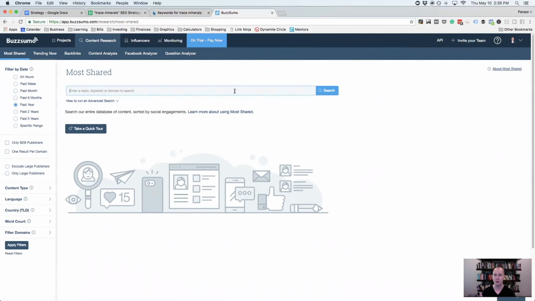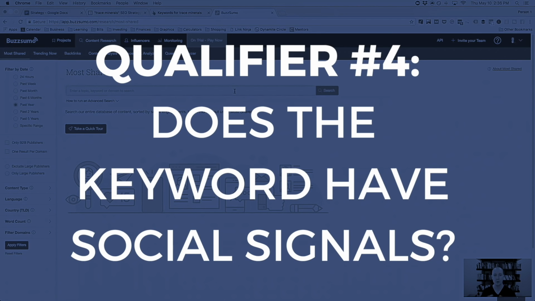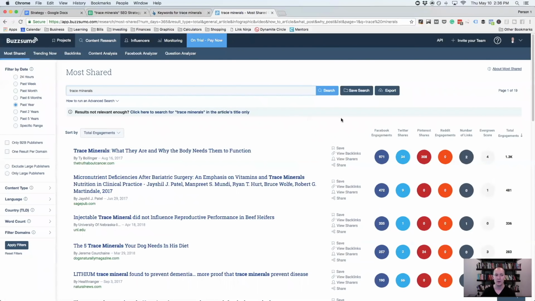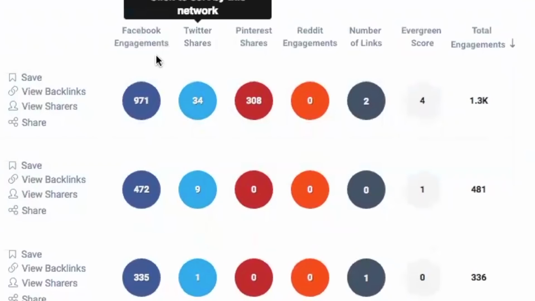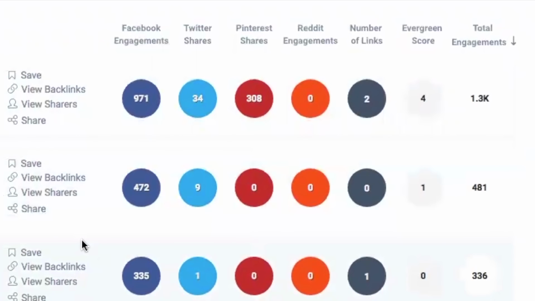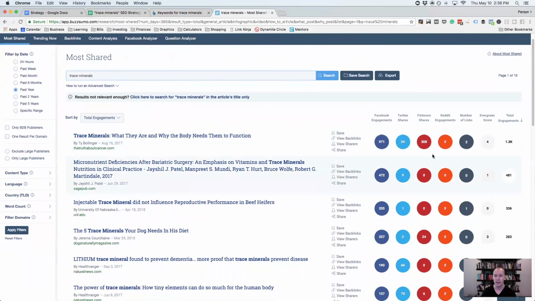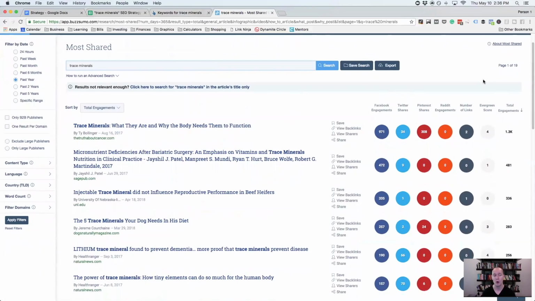BuzzSumo serves two purposes. The first purpose is to qualify the keyword based on social engagement and social activity around the topic. So all you have to do is just run a search for the target keyword phrase. And once you're in here, all that you're trying to look for is to see if this particular topic, which is trace minerals, has social activity around it. And it clearly does. It looks like it is a very shareable topic. And so that is a really good sign. And of course, this is not always going to be the case, but in this case, this is definitely a qualified topic from a social activity standpoint.